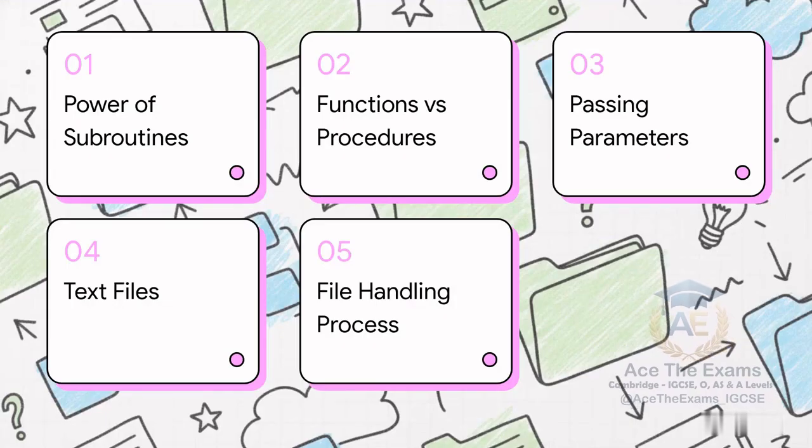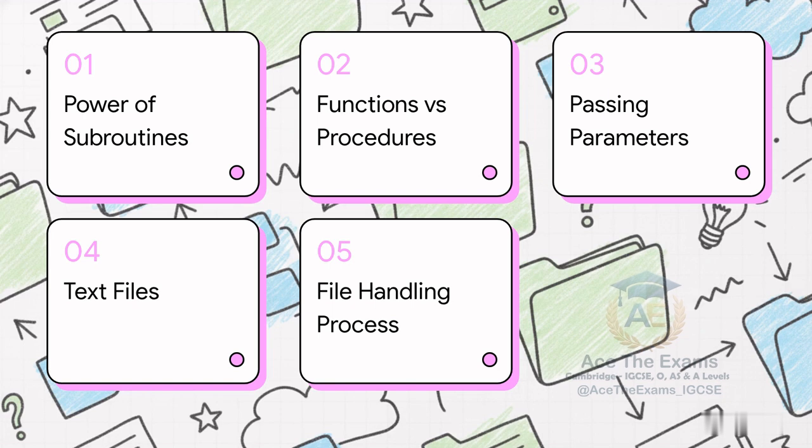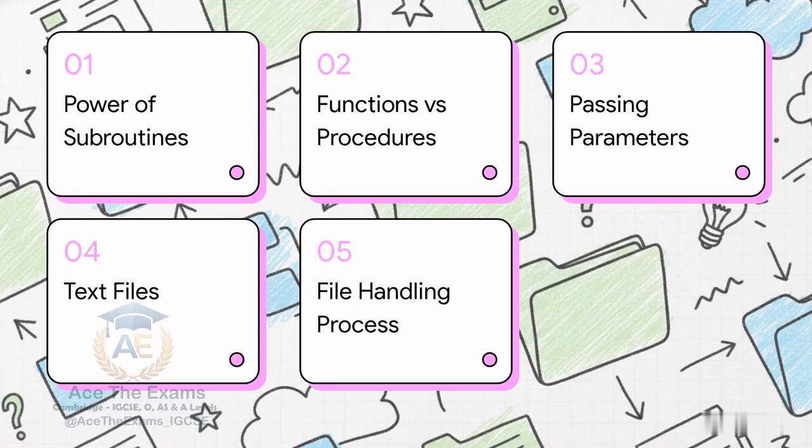To solve these problems of lost data and chaotic code, here is our tactical blueprint for today's session. First, we are going to explore the power of subroutines. Second, we will break down the crucial differences between functions and procedures. Third, we'll master passing the parameters. Fourth, we look at permanent storage using text files. And finally, we will decode the strict file handling process.